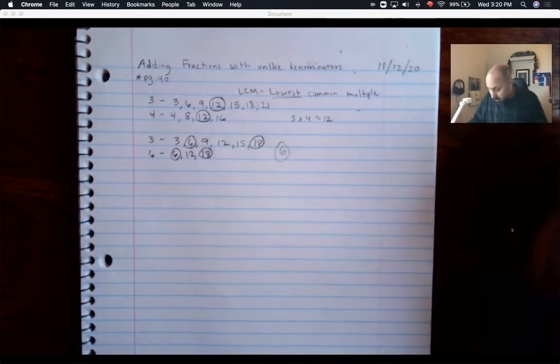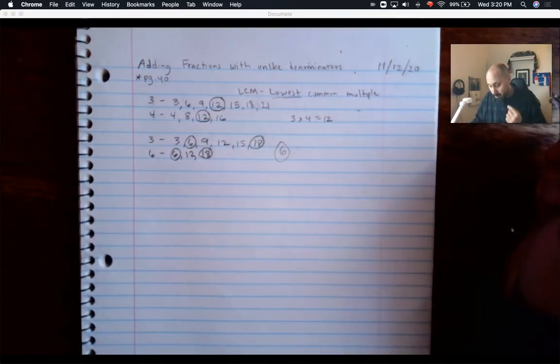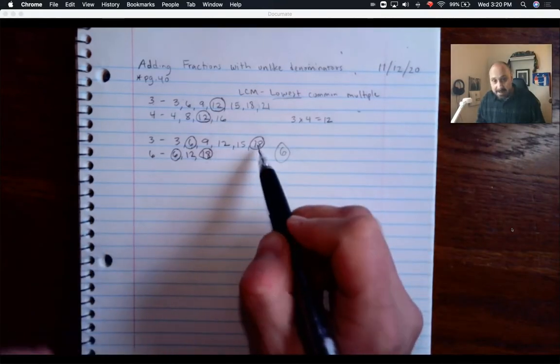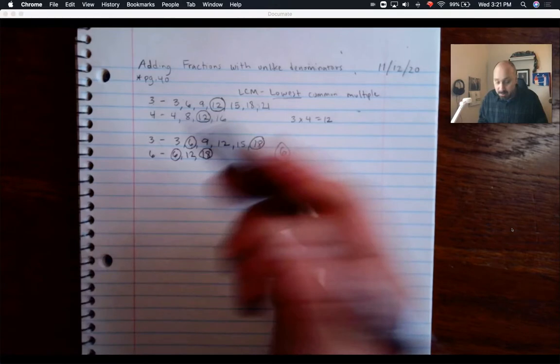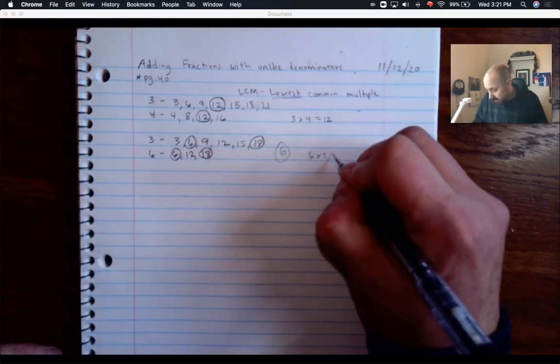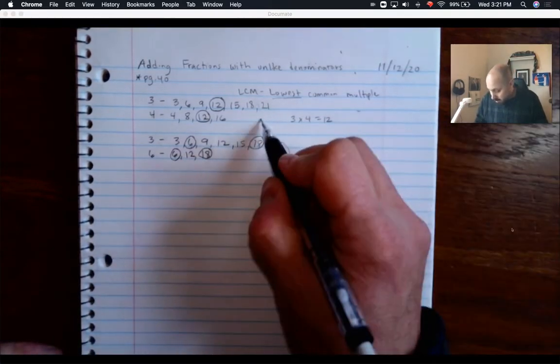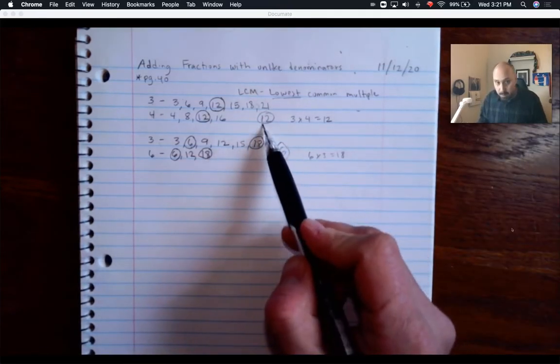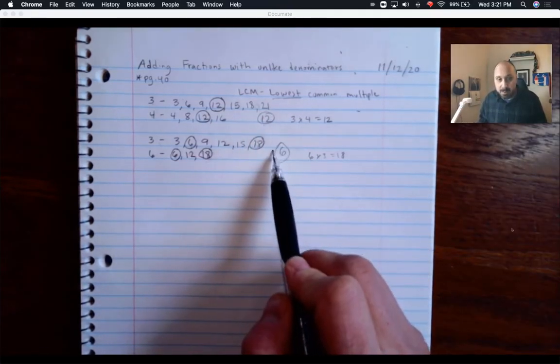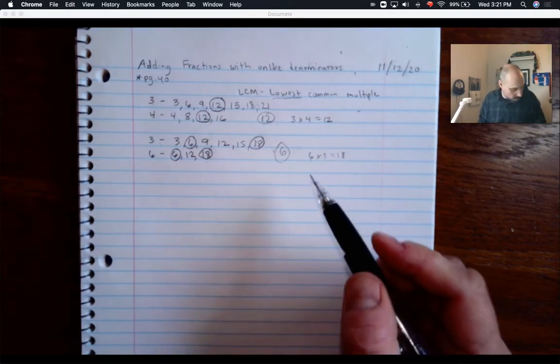So the lowest common multiple of 3 and 6 is 6. We could also say 18 if we're just trying to find any multiple, right? Yeah, 6, because 6 times 3 is 18. I'm going to write 12 up here too. So the lowest common multiple of 3 and 4 is 12. The lowest common multiple of 3 and 6 is 6. Let's try one more.